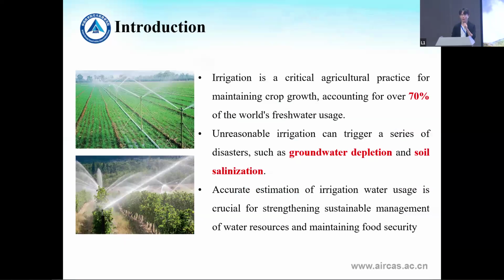Irrigation is an important agricultural practice for maintaining crop growth and enhancing food production. Actually, it accounts for over 70% of the world's freshwater usage. However, unreasonable irrigation is harmful. It can trigger a series of disasters, such as groundwater depletion and soil salinization. Therefore, the accurate estimation of irrigation is meaningful and crucial.